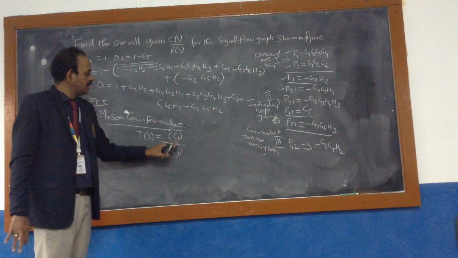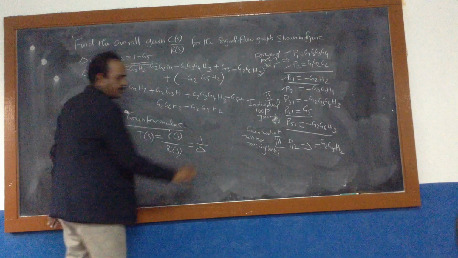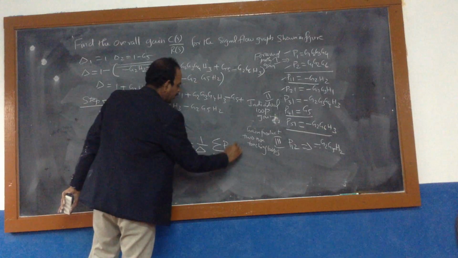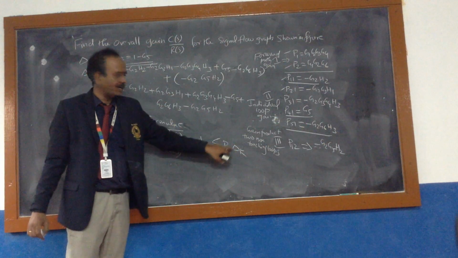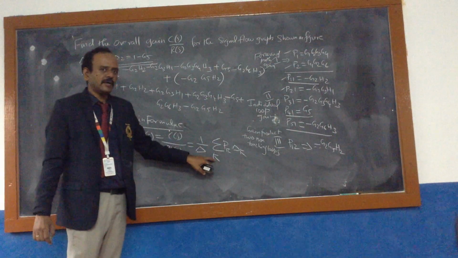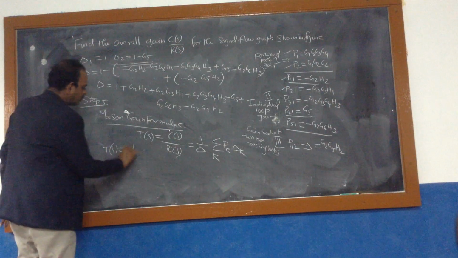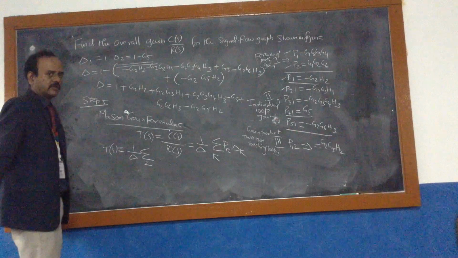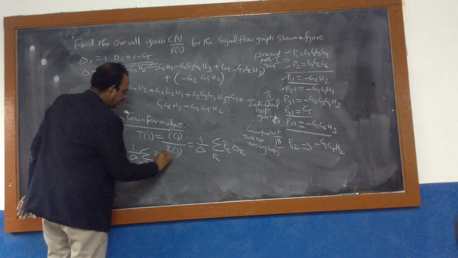But in the case of state space, we will assume the initial condition and solve everything. And the formula for C of S by R of S is 1 by del, summation over K, Pk into del K. If we expand, K represents the number of forward paths. So T of S equals 1 by del, summation over K, Pk del K.